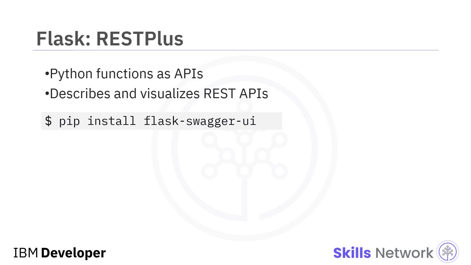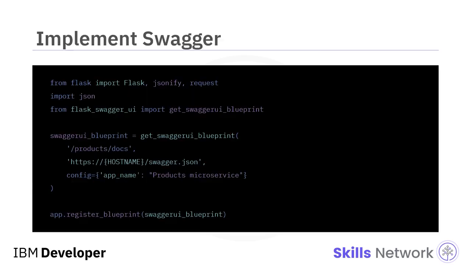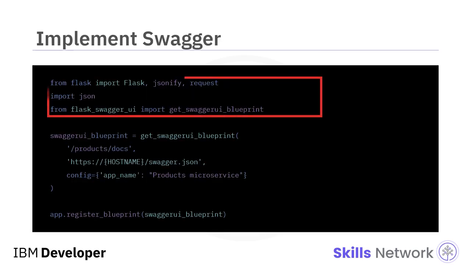To introduce the Swagger UI to your application, you need the Flask blueprint, flask-swagger-ui. The command pip install flask-swagger-ui will add the Swagger UI to your Flask application by using pip. First, you need to import the Swagger_UI_blueprint, which will help you create the Swagger UI using Flask.